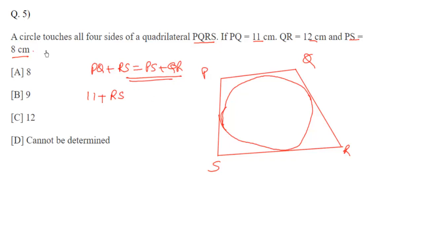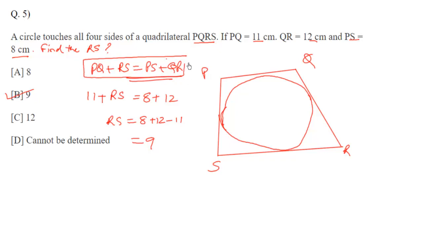This question says to find the fourth side. Find the value of RS, basically. RS plus PQ is equal to PS plus QR. The value of PS is given to us as 8 and the value of QR is given to us as 12. So RS will be equal to 8 plus 12 minus 11, which comes out to be 9. So option B becomes the right answer. Very simple question. The only thing you need to remember is this property.